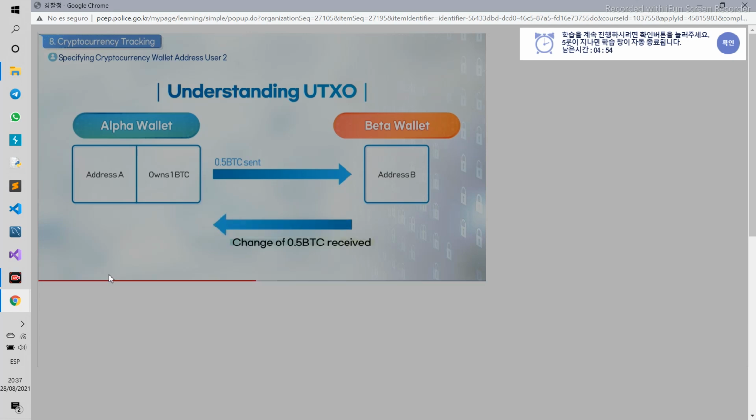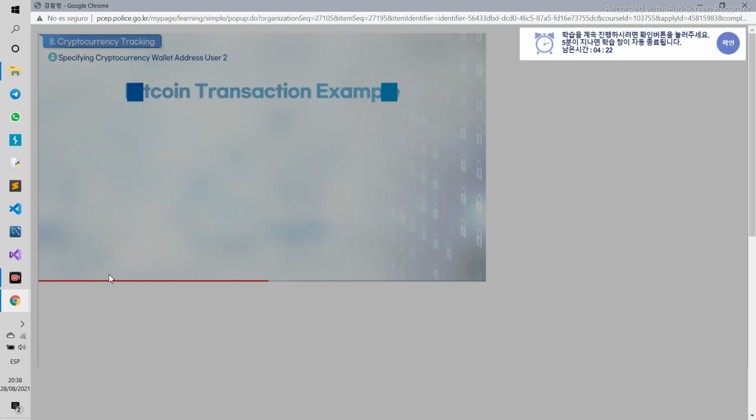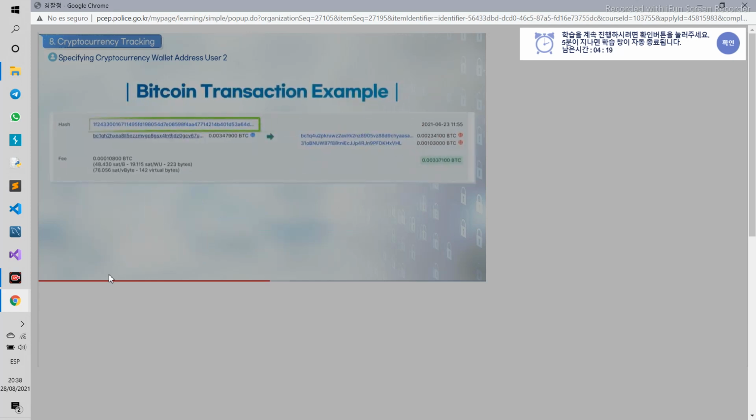Now, after sending 0.5 Bitcoin to address B, the remaining 0.5 Bitcoin needs to be placed in a new UTXO and be returned to the Bitcoin address of the Alpha wallet. At this time, the 0.5 Bitcoin will be received by another address, not address A, among the numerous addresses of the Alpha wallet. This format needs to be in place so that it becomes difficult to check the Bitcoin transaction from the outside, thereby protecting the individual's privacy.